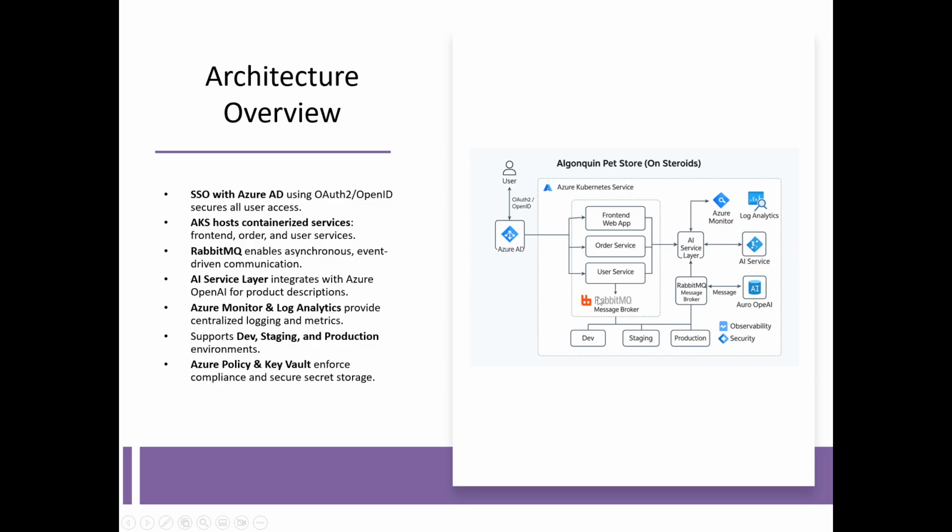There is also an AI which is used to generate the product description and image. We are adding more security features to our pet store. Here we are adding OAuth 2 and OpenID, either of these, so that services can communicate securely and all the users' data is secure.